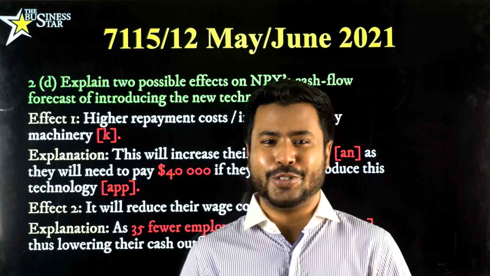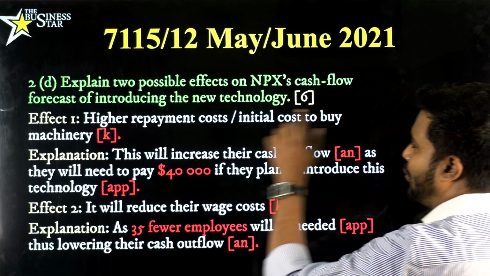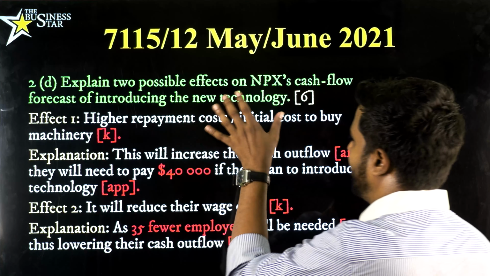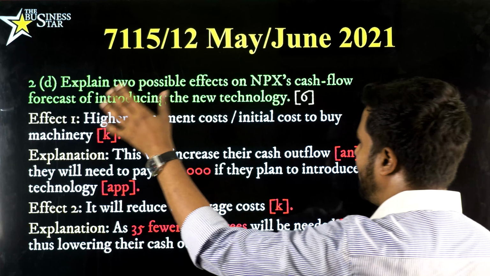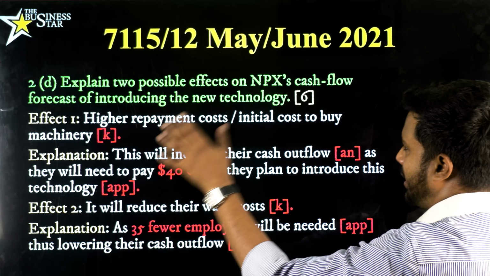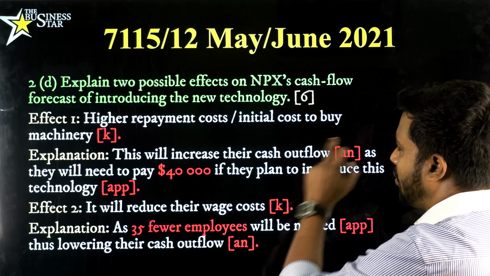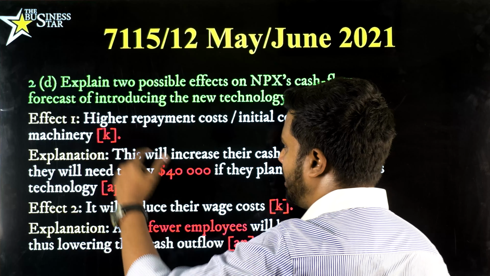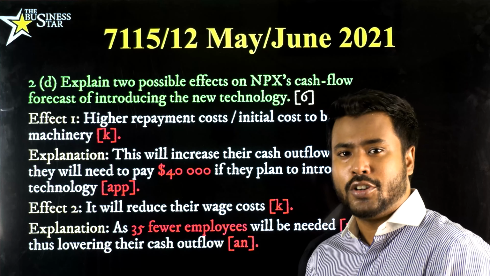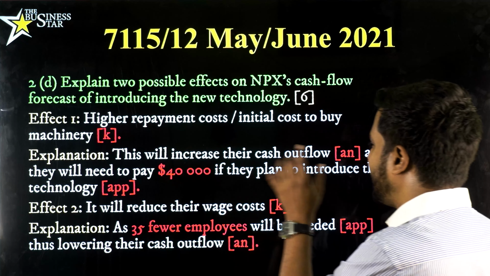Moving on to question number 2D, which is identify 2 possible effects on NPX cash flow forecast of introducing the new technology. So what will happen to NPX if they introduce new technology? What will happen to their cash flow forecast? The first effect is higher repayment cost, initial cost of buying machinery. This is the knowledge. So NPX will have a higher repayment cost when they buy the machinery. The explanation is this will increase their cash outflow.